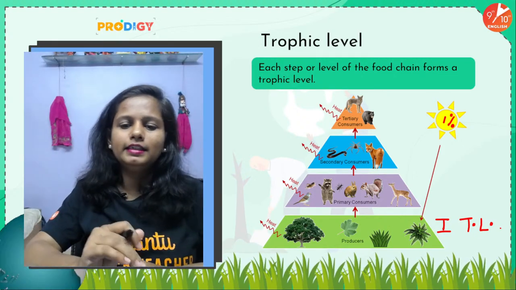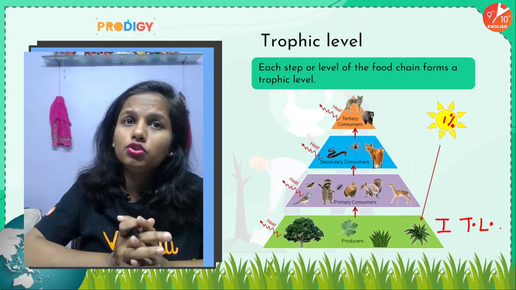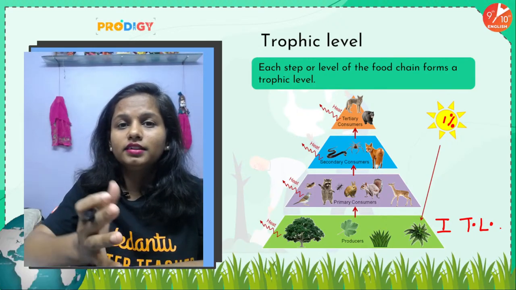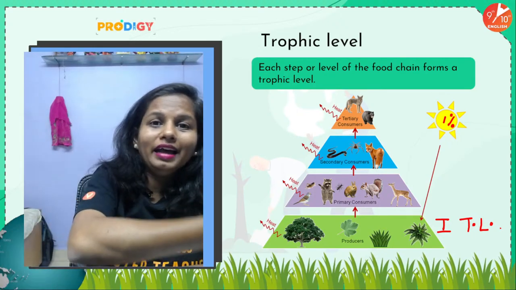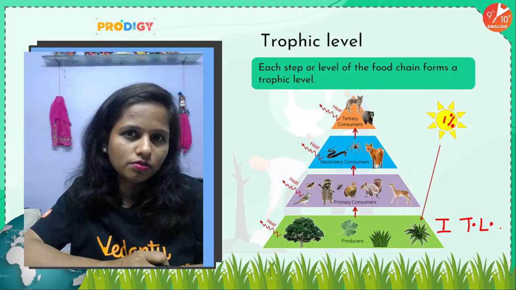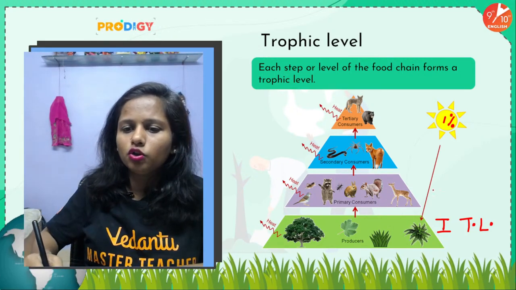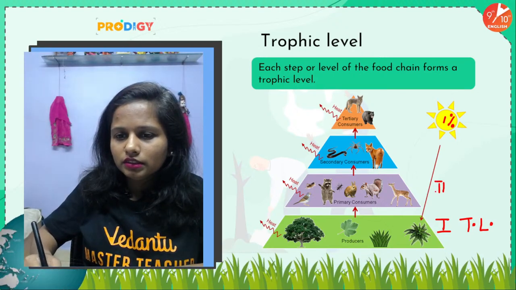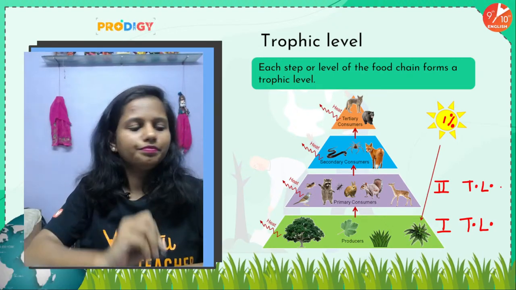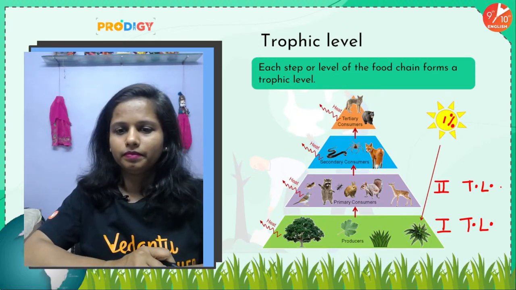Okay? Now, the herbivores feed on the green plants. Herbivores, they are the consumers who directly feed on the plants and thus they are known as primary consumers. So, primary consumers occupy the second trophic level.